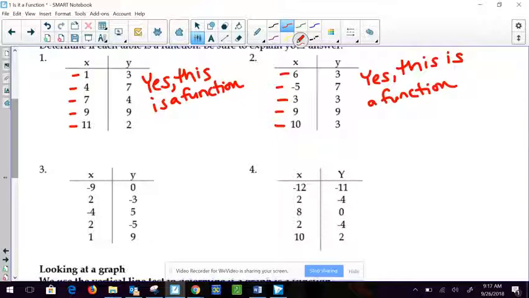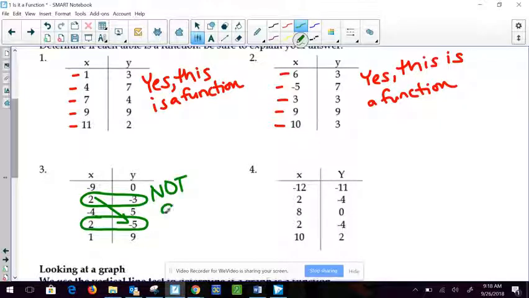Looking at number 3, you're going to see that 2 is not being very nice. Does everybody see that 2 matches with -3, but 2 also matches with -5? So think about relationships. If you're dating somebody and that person goes on a date with somebody else, you do not have a functioning relationship. It's not good. So in this situation, the 2 went on a date with -3, and he also went on a date with a -5. So 2 cheated on -3. Because that x value repeats with different y values, this one is not a function.